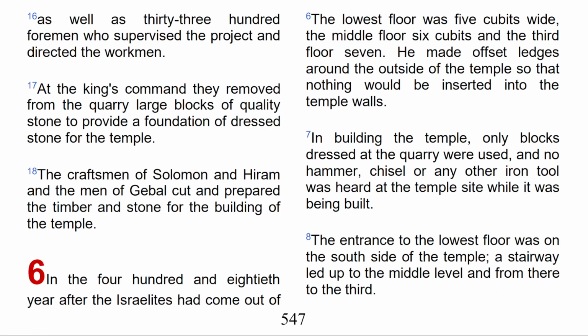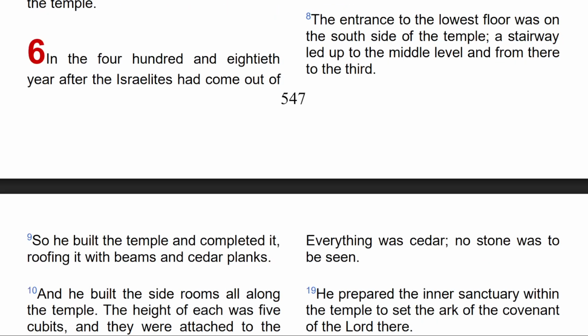In building the temple, only blocks dressed at the quarry were used, and no hammer, chisel, or any other iron tool was heard at the temple site while it was being built. The entrance to the lowest floor was on the south side of the temple. A stairway led up to the middle level, and from there to the third.